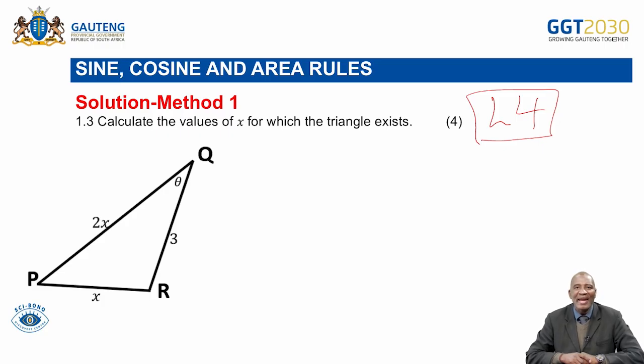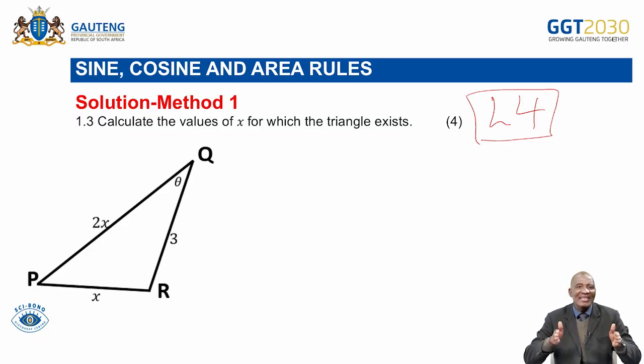Calculate the values of x for which the triangle will exist. Remember, QR is fixed. It's exactly 3 units. But these other 2, because of the variable x, they can be anything. So are we saying it can be just any number? I can put a 10 there. When x is 10, the other side becomes 20. I can put 100 there, and the other side goes to 200, because x is a variable.